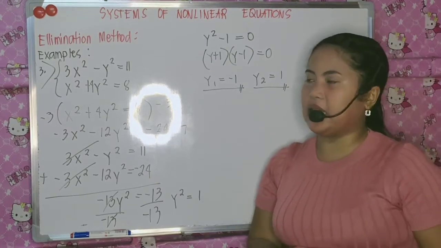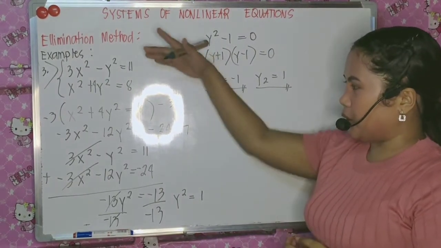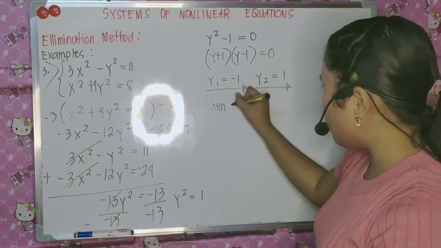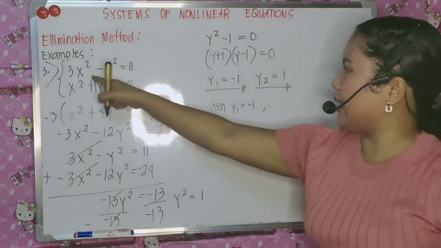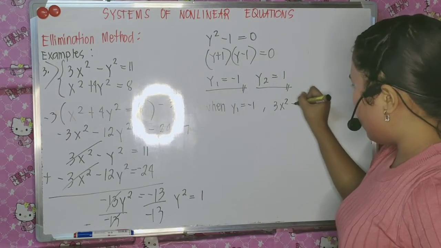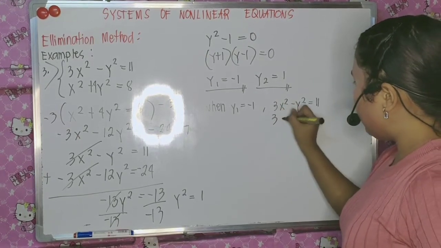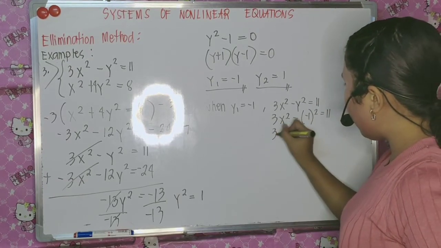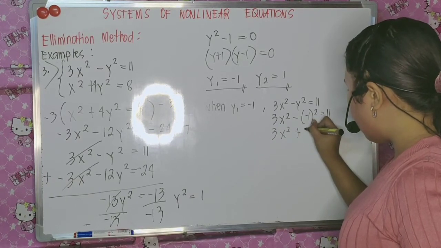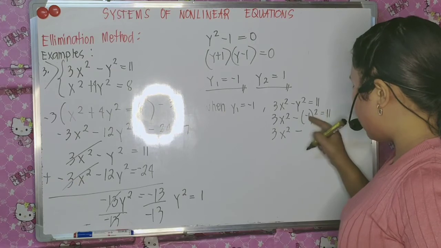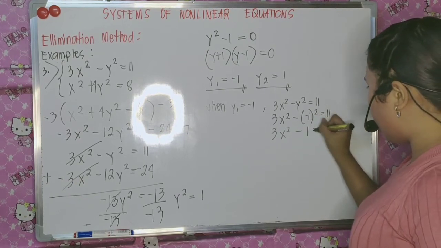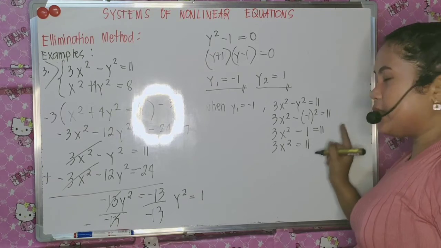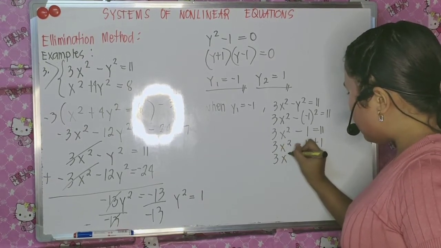Okay? So, after that, now we will find the value for x. So, we use equation 1 for finding the values for x. We use our y sub 1, which is negative 1. So, this is what we will use: 3x squared minus y squared equals 11. So, 3x squared minus, and we replace y with negative 1, squared, equals 11. So, we have 3x squared minus... Okay, minus, because negative times negative is positive, times negative, so negative 1 equals 11. So, 3x squared equals 11, we transpose it, it becomes positive 1. So, 3x squared equals 12.